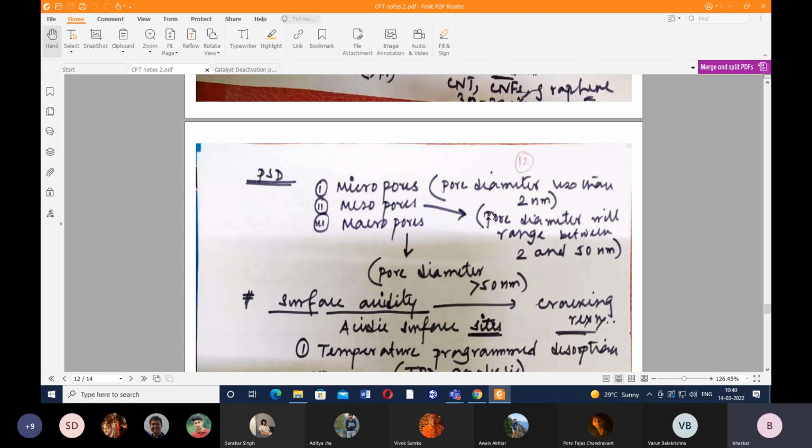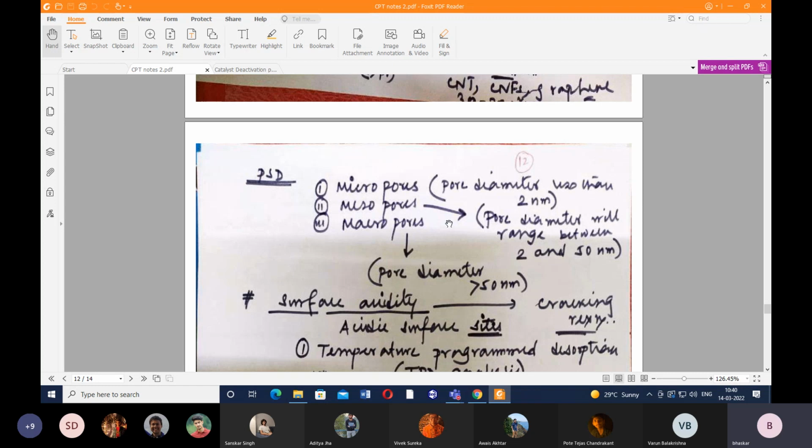So what are the materials that exhibit mesopores? The materials are alumina, silica alumina, and sometimes zeolite also exhibits mesoporous nature. And for macropores, you have pores with pore diameter greater than 50 nanometers. There is no such classification of mesoporous or macroporous materials.